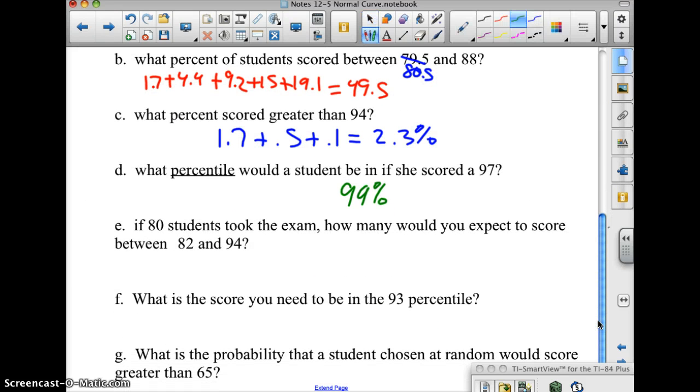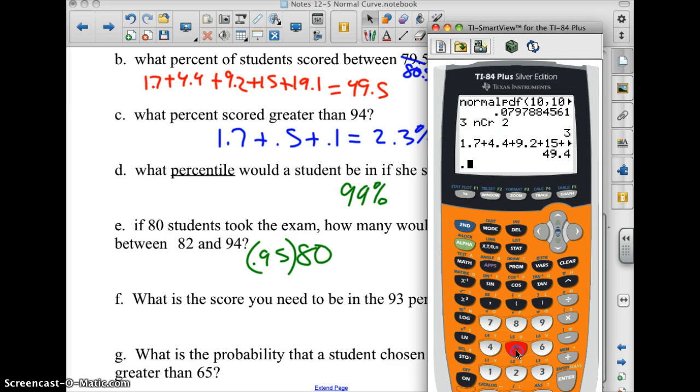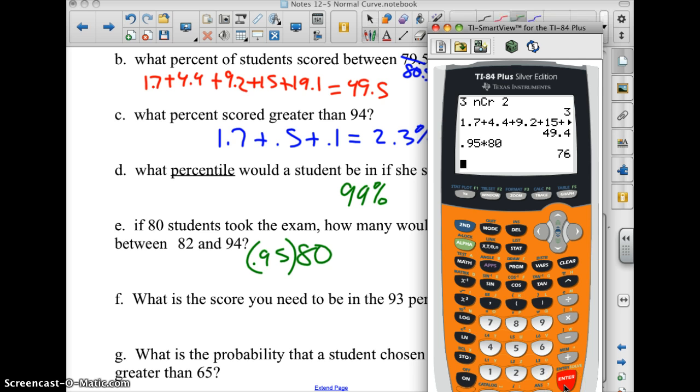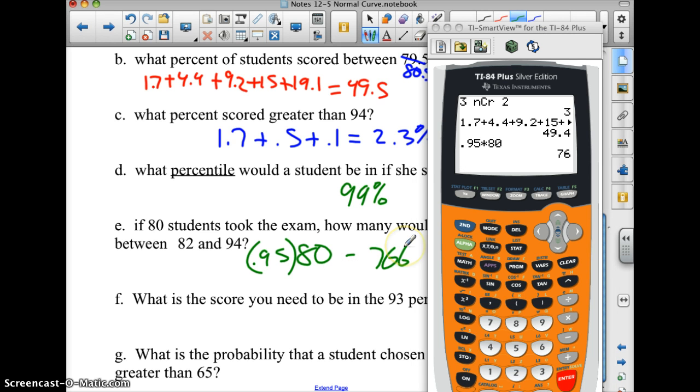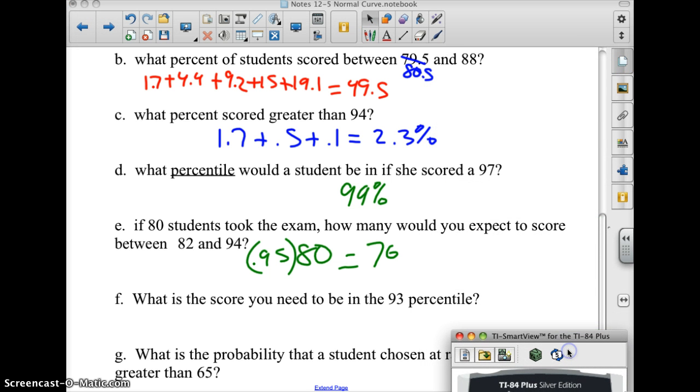All right, so it's 0.95 of how many kids took the exam, all right? So it's 95% of 80 kids, all right? So you got 0.95 times 80. And 76. All right, I'd expect 76 students. Right, which means 4 scored outside that number, all right?